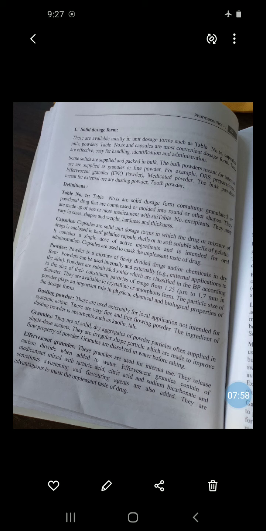I am repeating here. What is solid dosage form? These are available mostly in unit dosage form, also called single dosage form. For example, tablet, capsule, pills, or powder. From that, tablets and capsules are the most used dosage forms, because first, they are most effective; second, easy for handling; third, easy for identification; and last, administration is very easy.